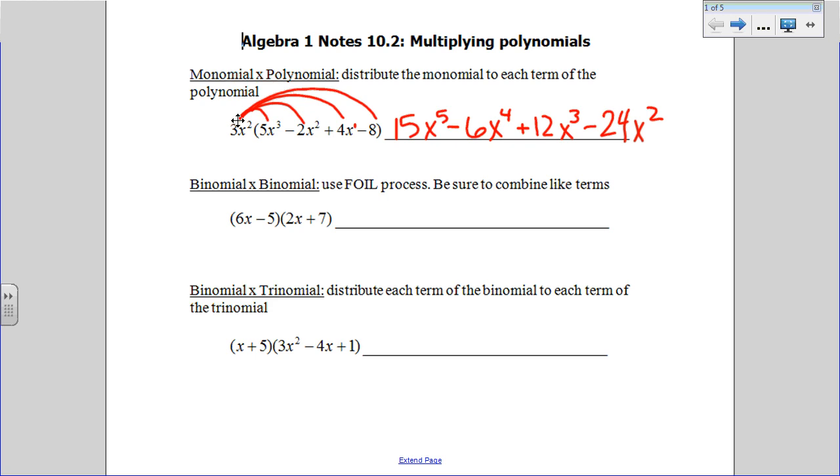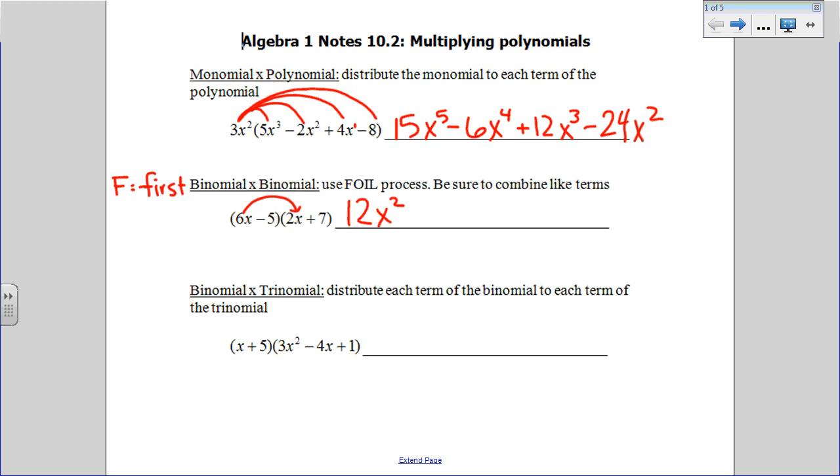All right. Now what we're going to do is a binomial times a binomial, and we're going to use what's called FOIL. What I find is I don't use that word very often anymore. I basically just say to distribute. But what FOIL stands for is first. So we're going to take the first term of this binomial times the first term of the second binomial. So F stands for first. So what's 6x times 2x? 12x squared. Good job. I was waiting to hear x squared there.